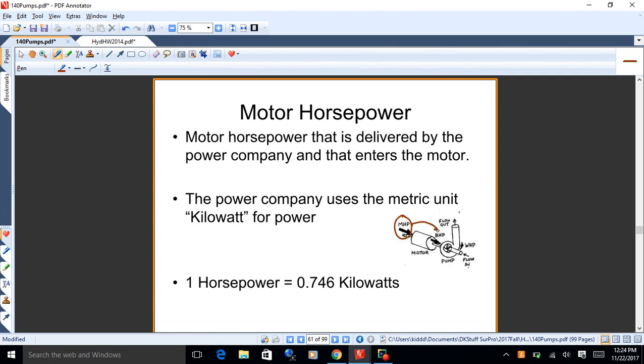That is not converted by the motor with complete efficiency to brake horsepower. There's power loss. So each step of the way here, there's a bit of power loss, okay? And so you need to know the efficiency of the motor and the efficiency of the pump to work your way down as you go from motor horsepower to brake horsepower to water horsepower.